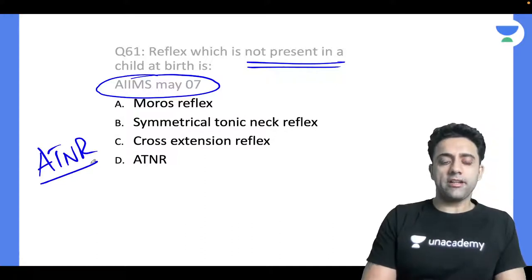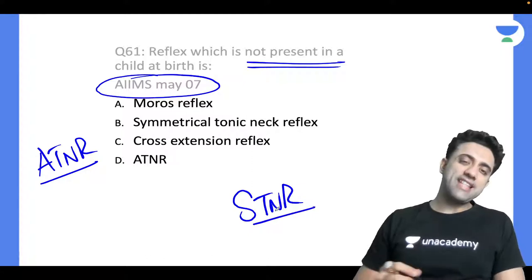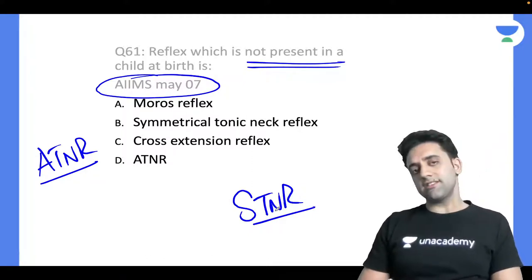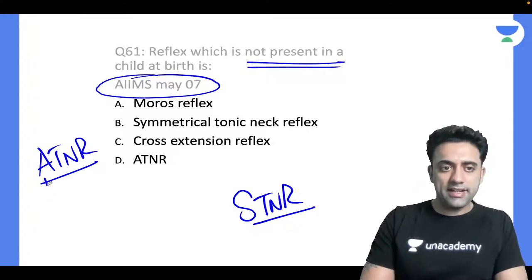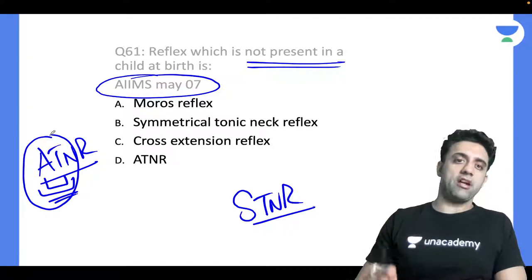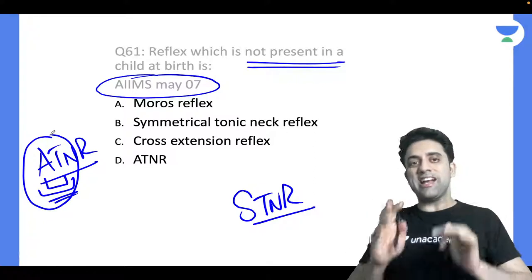Remember ATNR. There is something known as ATNR and something known as STNR. Asymmetric tonic neck reflex and symmetric tonic neck reflex. ATNR is present at birth. The asymmetric tonic neck reflex, that bow and arrow one, is present at birth.